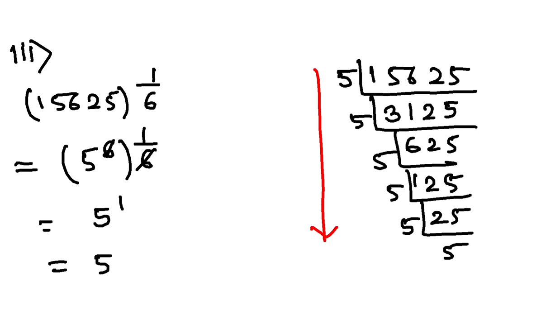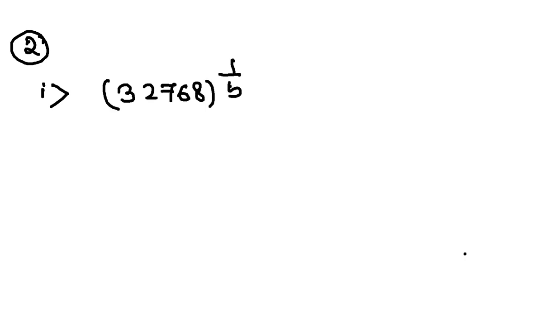Now let's go to question number 2. Now question number 2 has 2 questions. Both of them are similar. Let's go to question number 1 first. So 32768 whole to the power 1 by 5. Again the number is large. You have to do prime factorization.